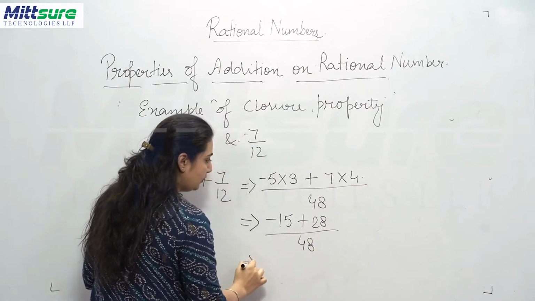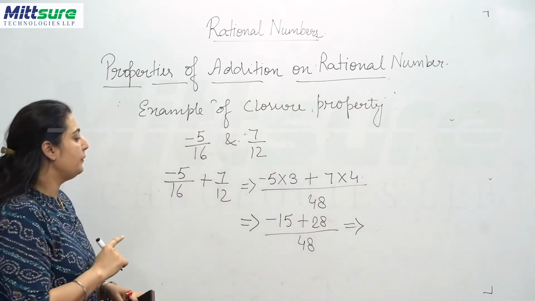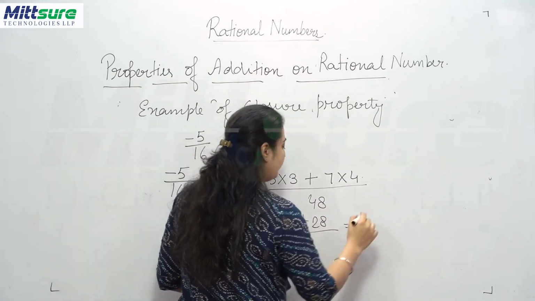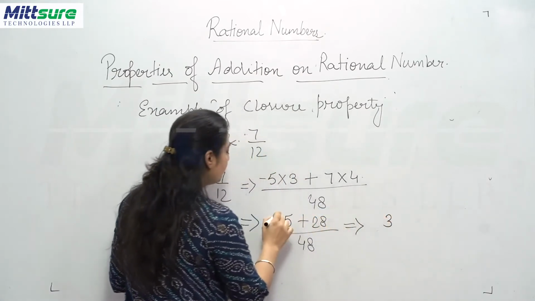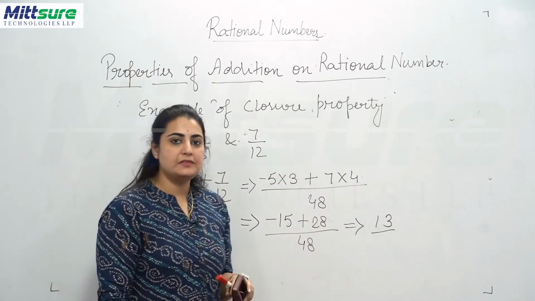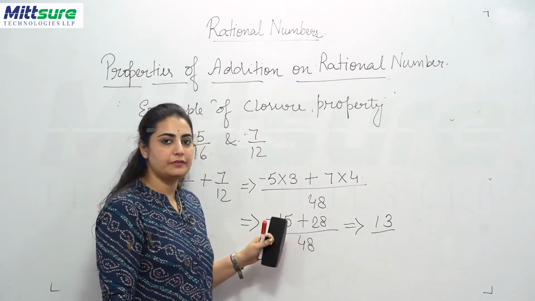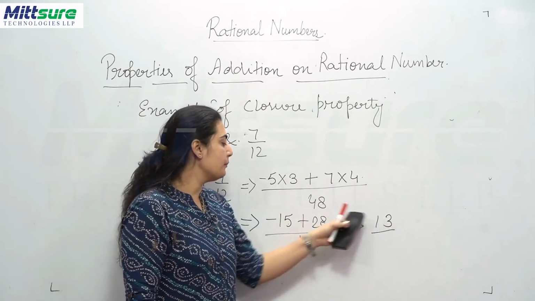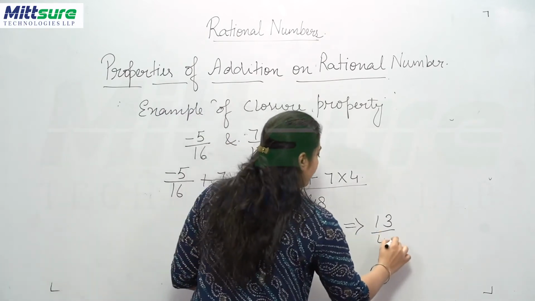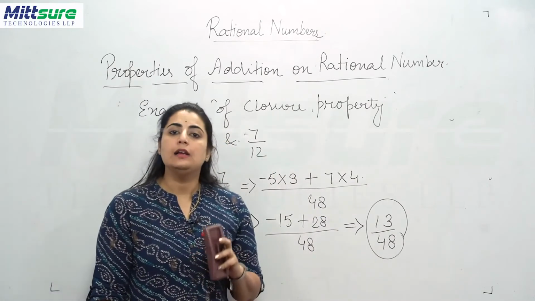So now we are going to subtract 15 from 28. What are we going to get? 8 minus 5 is 3 and 2 minus 1 is 1, so 13. Because 28 has a positive sign and 28's numerical value is greater than minus 15, obviously the sum of the two will get a positive sign. So 13 upon 48. This 13 upon 48 is also a rational number.